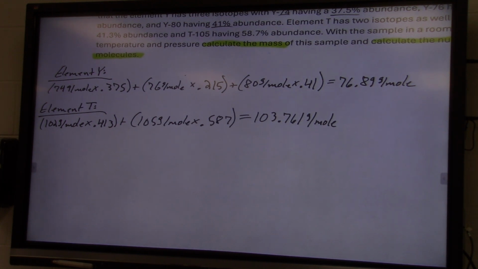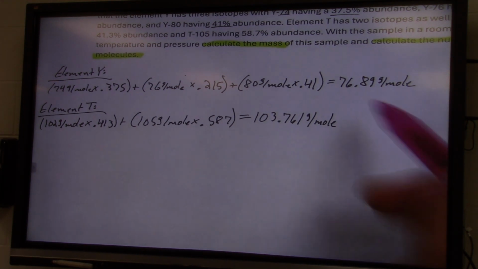If these two elements existed, I would have used the periodic table. Since they don't, I have to calculate that. Now, I need the molecular mass. So in order to get the molecular mass, I need to use those two numbers I just solved for.